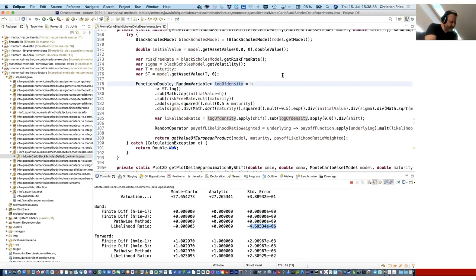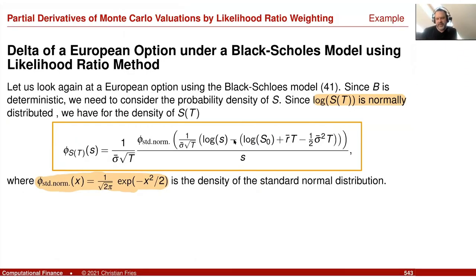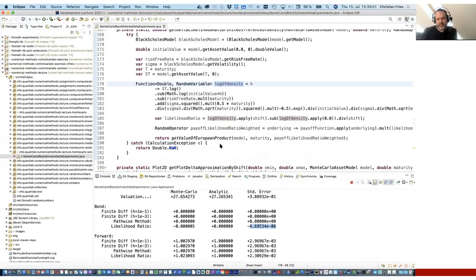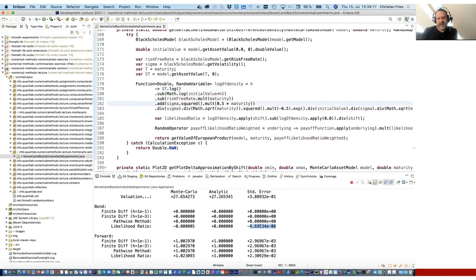So maybe I can check this. Density of the Black-Scholes model. Take the logarithm of S of capital T. So this little s here will be S of capital T. So I start here with the logarithm of S of capital T, then subtract the logarithm of the initial value, subtract r times T, and minus minus is a plus, plus 1/2 sigma squared T. So this comes here: I subtract the logarithm of the initial value, subtract r times T, and add 1/2 sigma squared T.